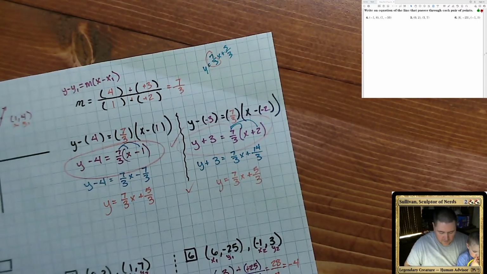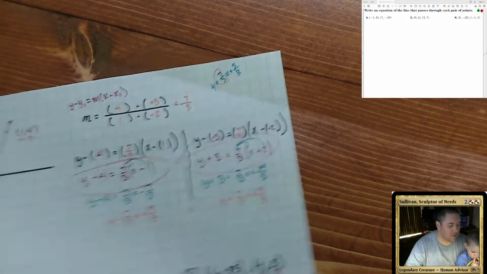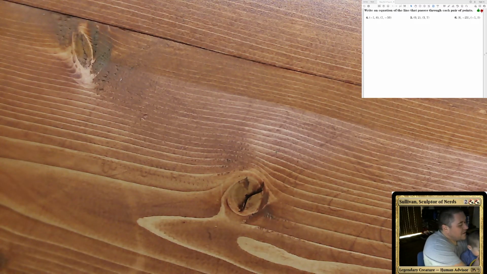We are almost done. I was so close to making it, and then it just kept going.